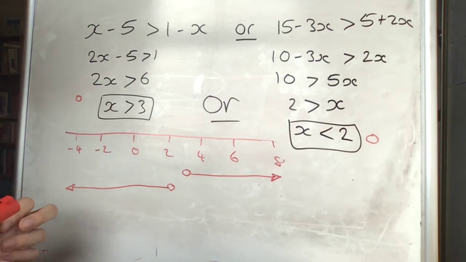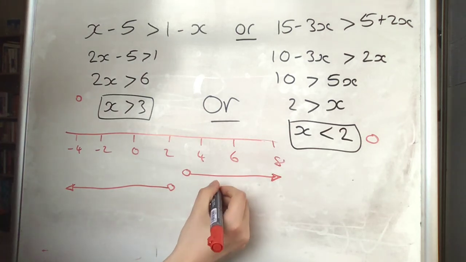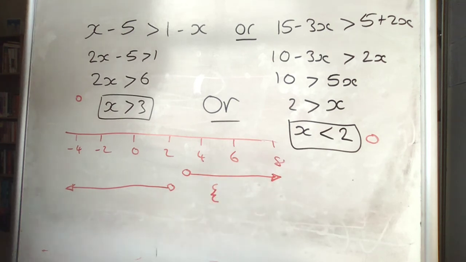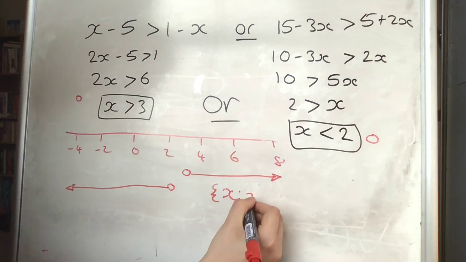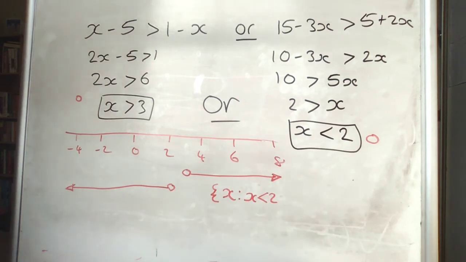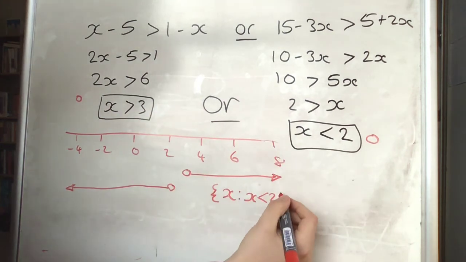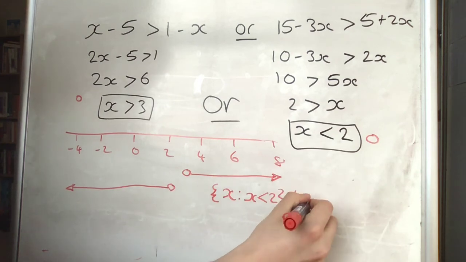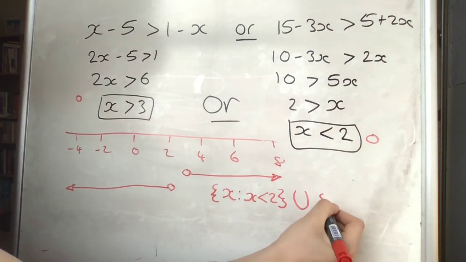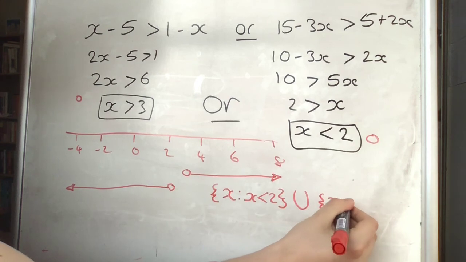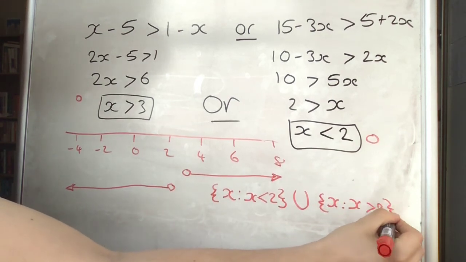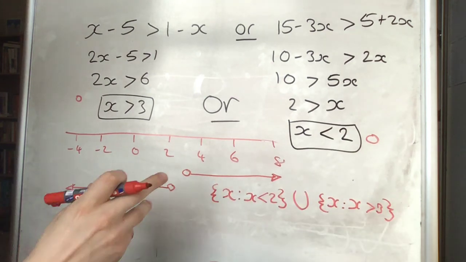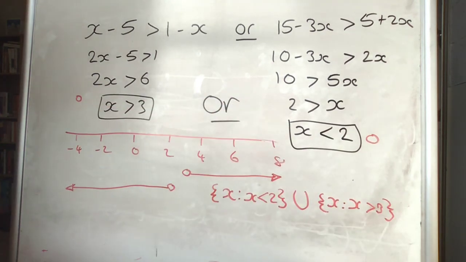I don't know whether or not you would know this yet, but I will create videos on set notation later, and we can simply write, I'm not very good at drawing these curly brackets, but x is less than 2. So this will represent obviously our first situation, union with x is greater than 3. That's like such. And that would be how we could represent the same answer in set notation.